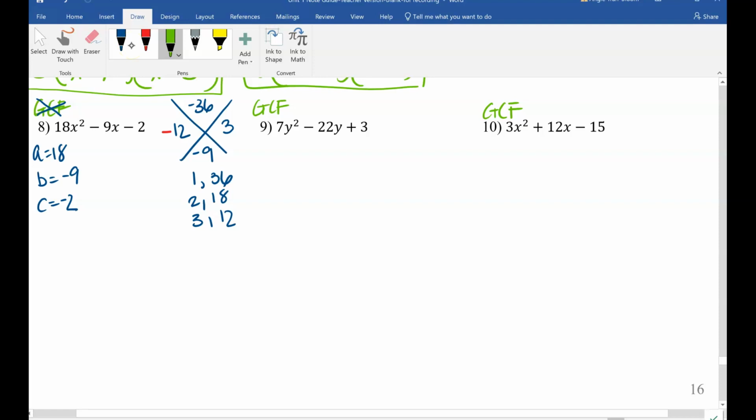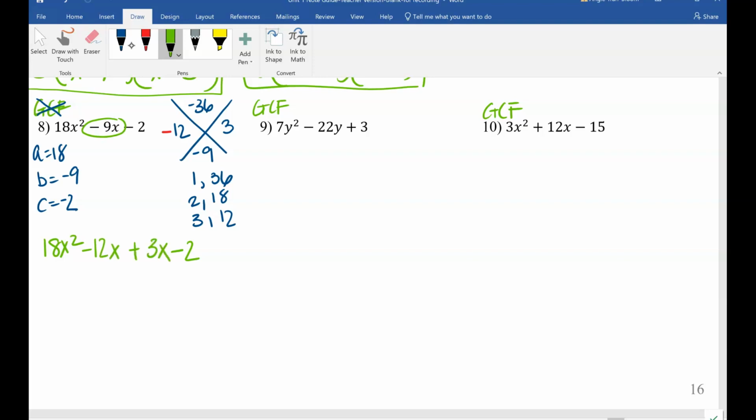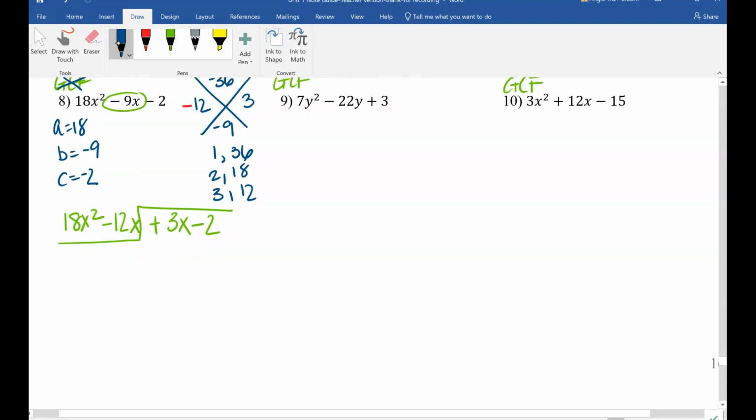Okay, so next I'm going to drop down 18x squared. I'm going to drop down the negative 2, take out the negative 9x, and rewrite it with negative 12x and a positive 3x. And factor by grouping. On the first 2 terms, we can take out the GCF. What is the greatest GCF between 18x squared and 12x? Go ahead and take a moment to think about it.